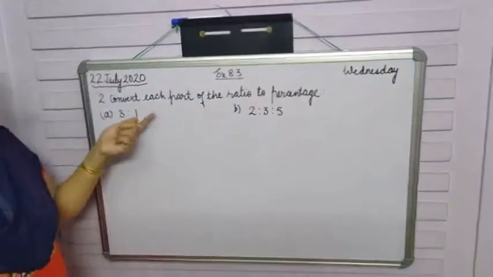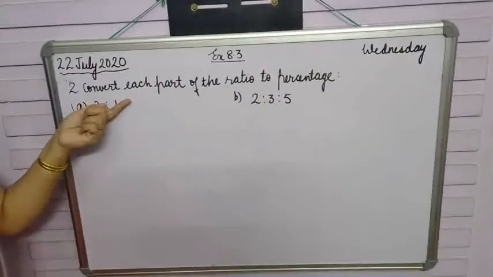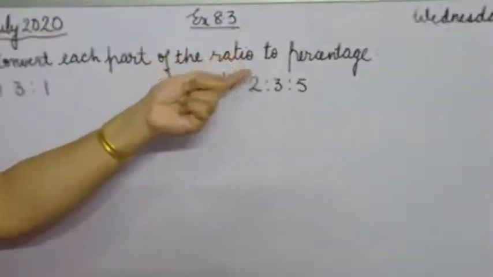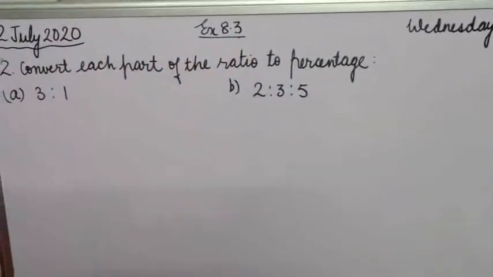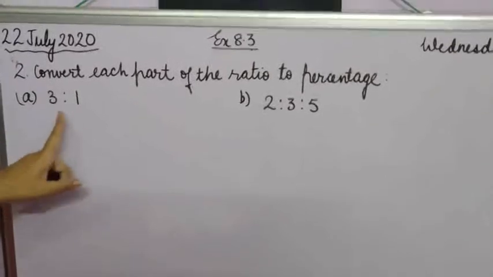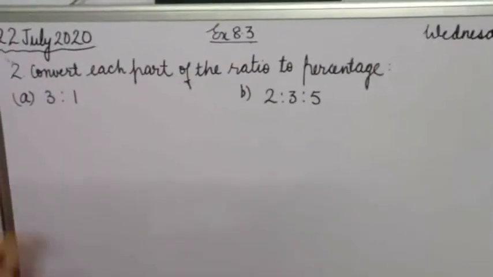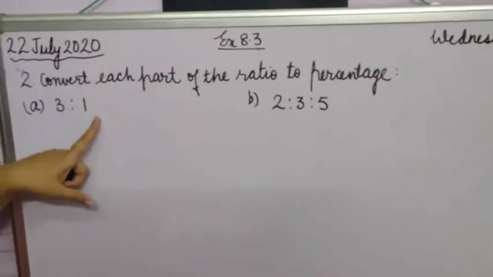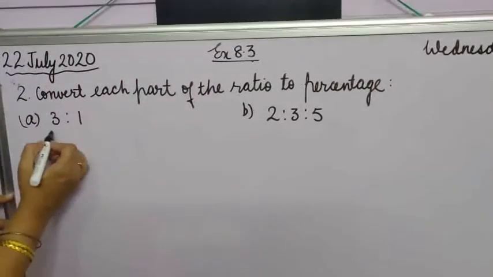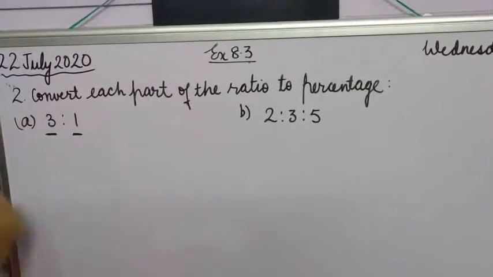So here we start with the second question. Convert each part of the ratio to percentage. Here four parts are there. Two I will be explaining to you and the other two are for your homework. So the first part here is 3:1. That means these are three parts and this is one part.